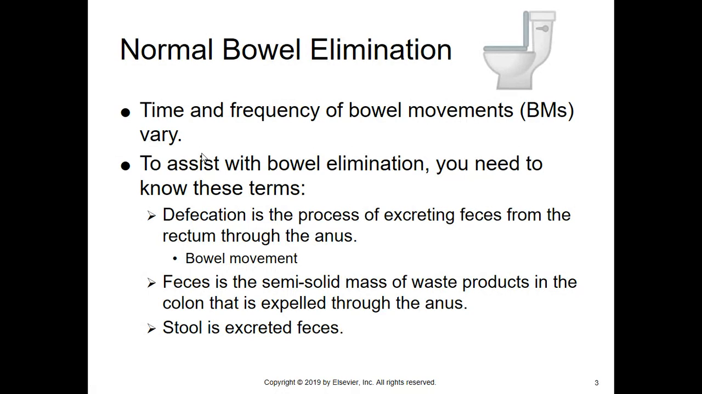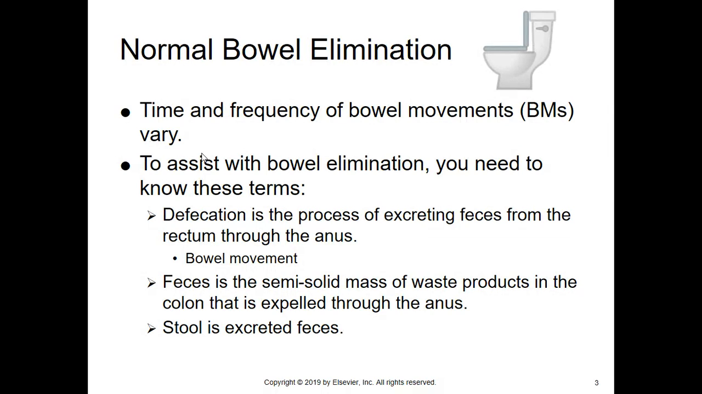Normal bowel elimination is different for everybody. Some people have it at a certain time each day, like every morning or every bedtime. Some might only go to the bathroom and have a bowel movement once a day. Some might go twice a day. Some might actually go 2 or 3 days without having a bowel movement. That's normal for them. So it depends on the person and what their pattern is. Okay, it depends on what their bowel is used to doing.